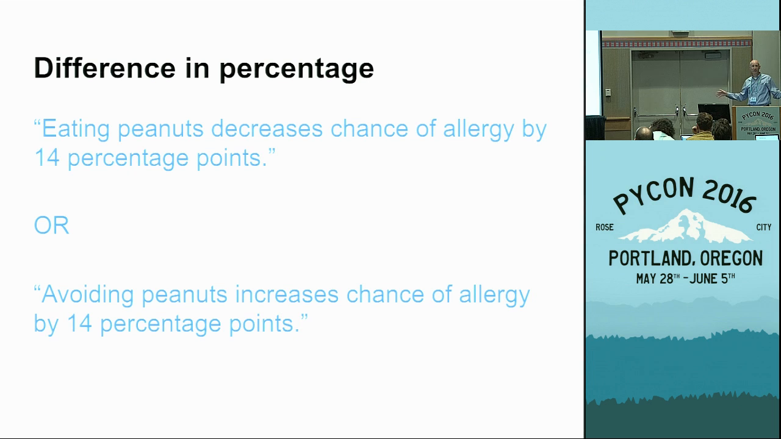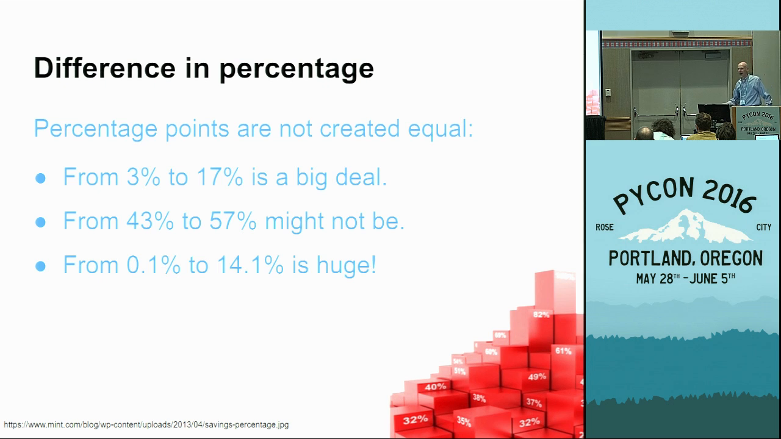So one of them is a simple difference in percentage, just subtract. There's a 14 percentage point difference. This has the nice property of being interpretable. People kind of understand it. But the drawback is that percentage points are not created equal. The difference between 3 and 17 could be a really big difference. If it's the same size, but it's from 43 to 57, that doesn't seem like it's as big a deal. On the other hand, if there's like a 0.1 probability of dying, and you make it into a 14.1 probability of dying, that would be a very terrible thing. Yes?